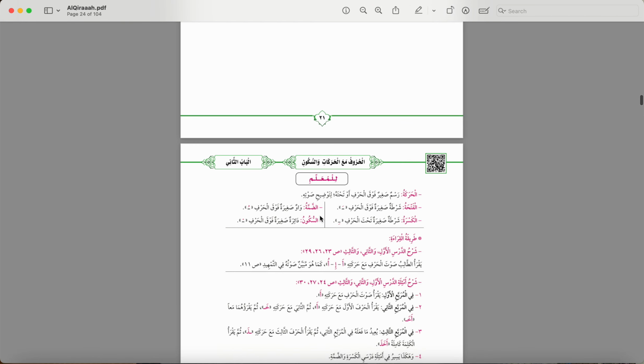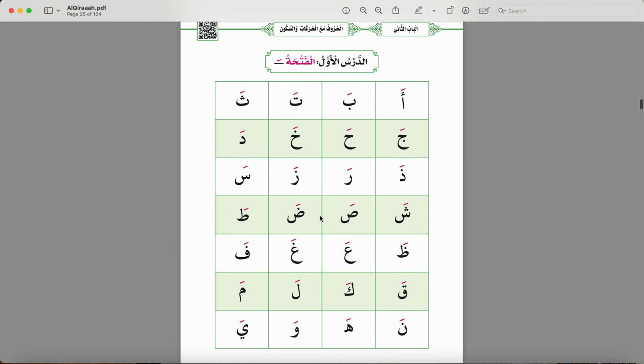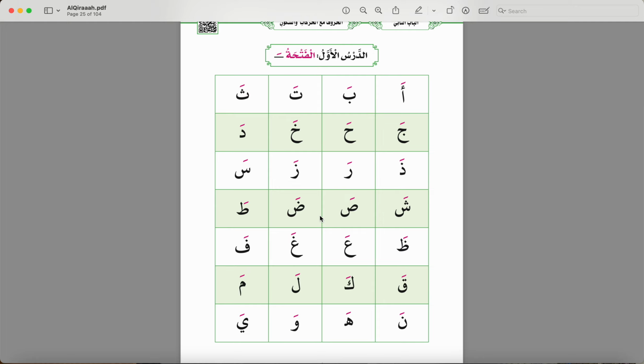Alright. And then in the next lesson, we'll start on the different short vowels, the harakat, beginning with fatha.